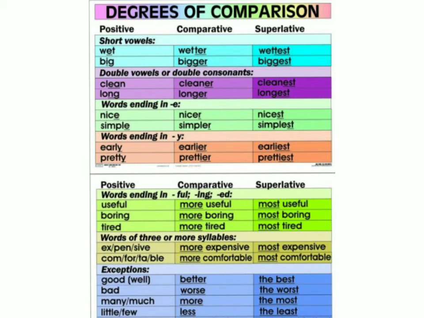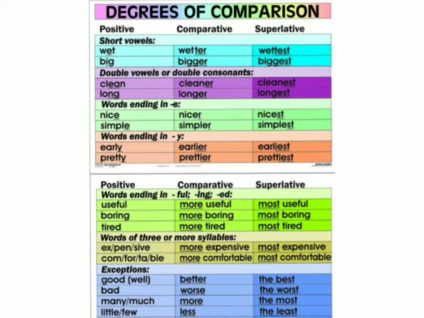Okay, then again there is a condition that if there are more than two syllables, it means three syllables are there, so again we use more in comparative degree before the adjective and most in superlative degree before the adjective, like expensive. Okay, expensive, three syllables are there, so we use more expensive in comparative and most expensive in superlative.